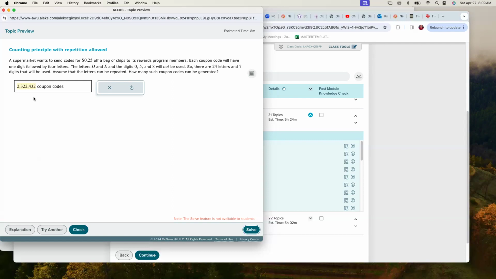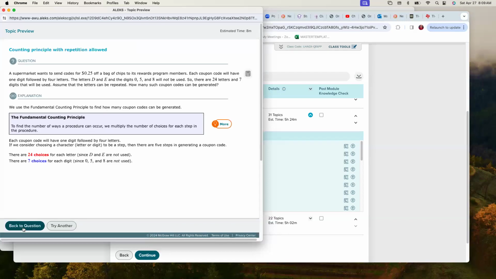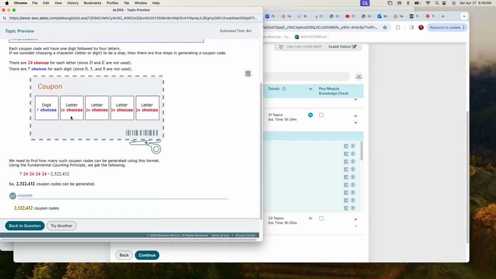And so what I'm going to do is look at the explanation so you can understand. I think there's a visual here that makes a lot more sense. So if I get into here, okay, the coupon has 1 digit followed by 4 letters. Because we can repeat those letters, in other words, it's not like taking a pair of pants and wearing those. You can't wear 2 pairs of pants at one time like the other examples. We can actually have repeats here.